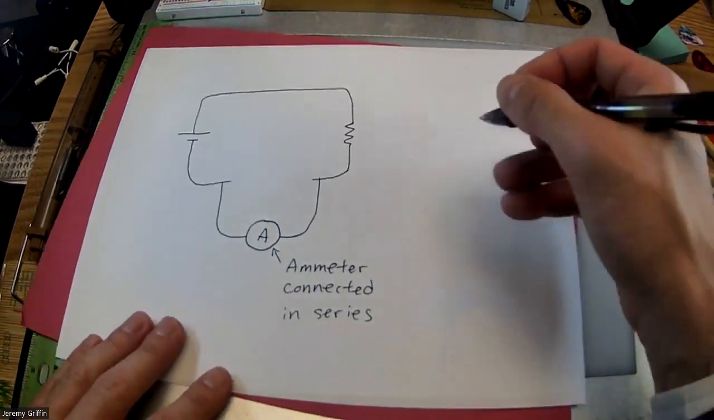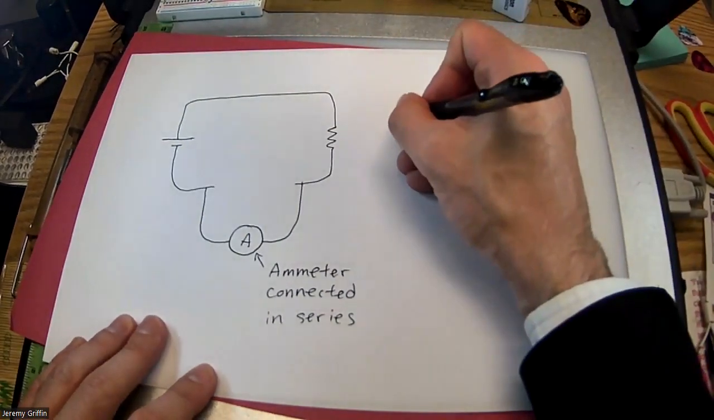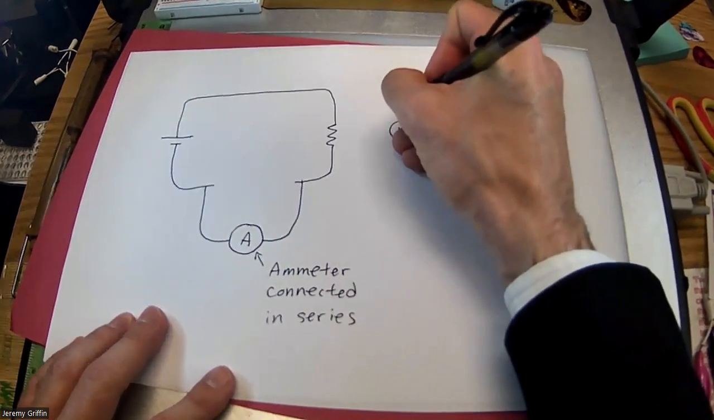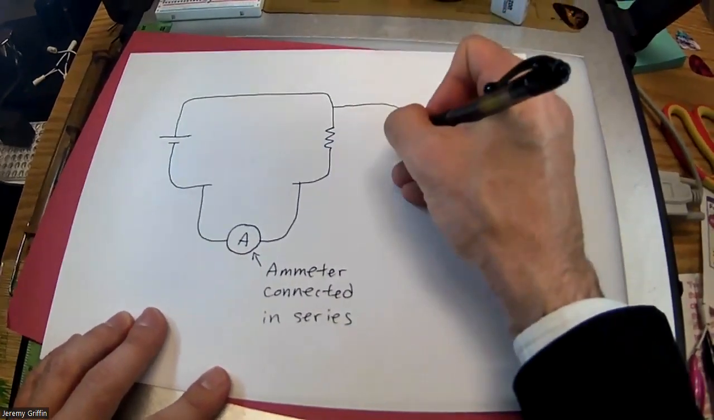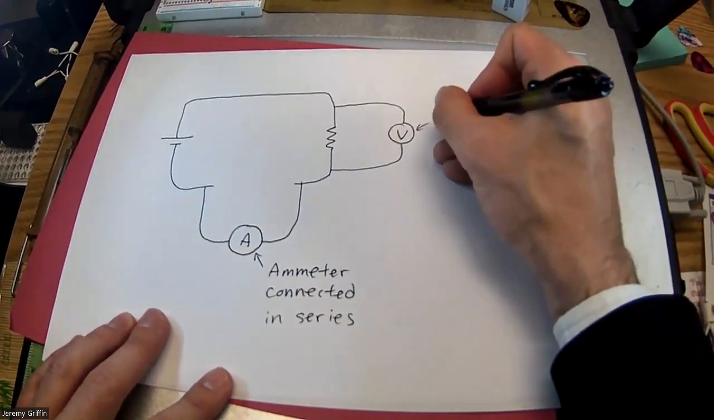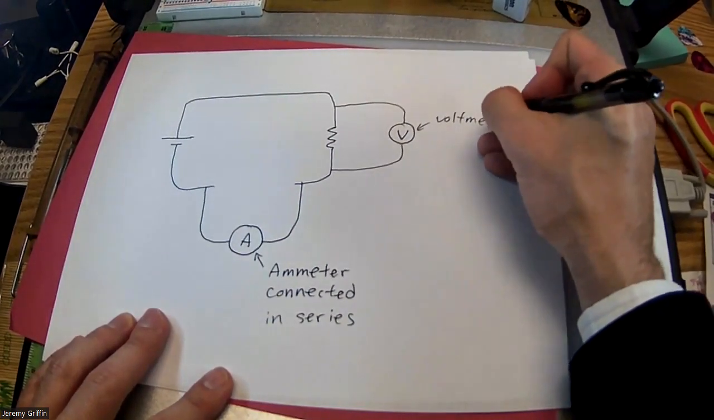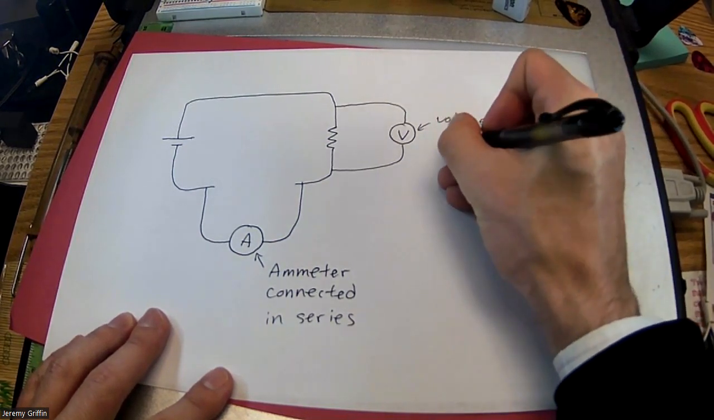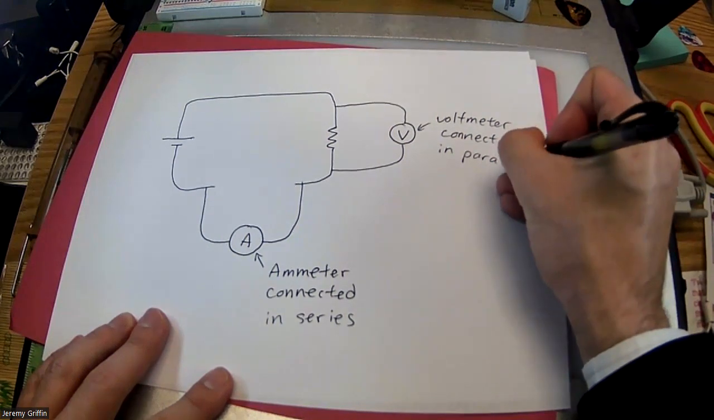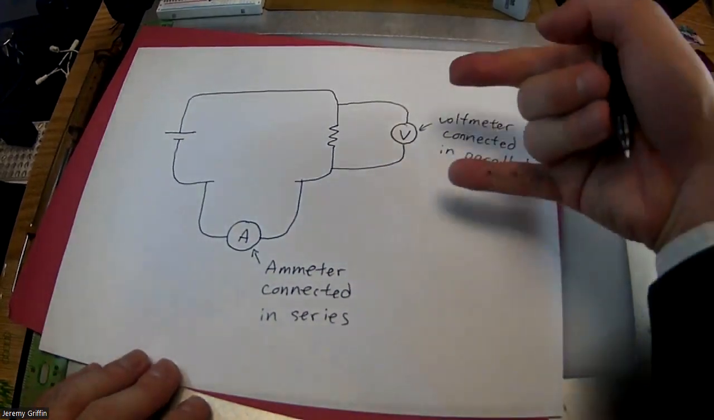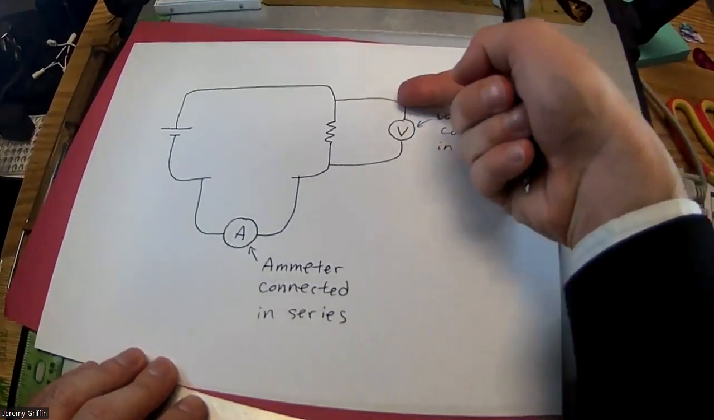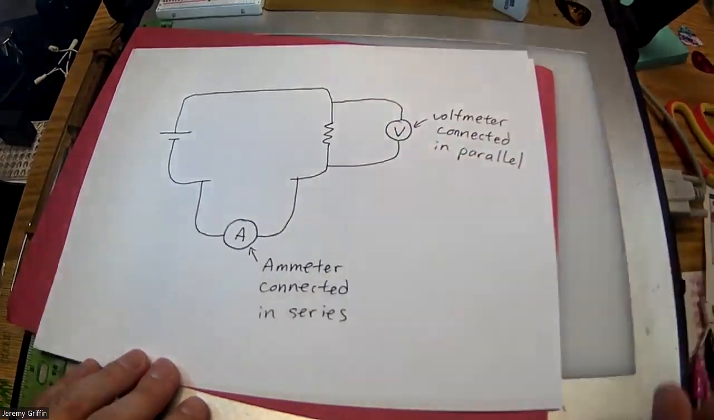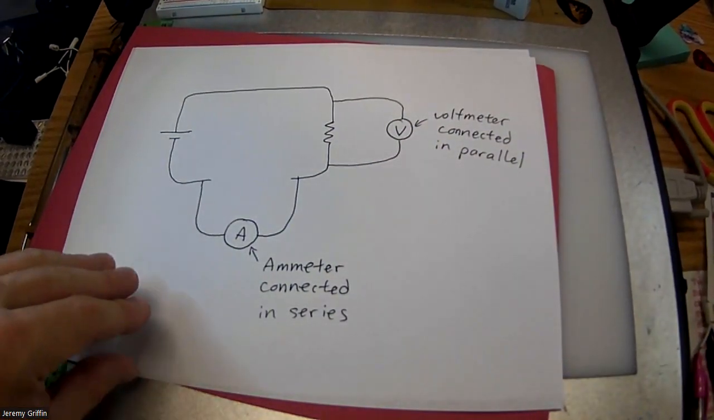But that was not the case when I was measuring voltage or potential difference. Remember, I got like 4.9 volts. Here's how you hook up a voltmeter. Your voltmeter is connected in parallel. It's looking for a potential difference, saying what's the voltage here versus the voltage here, and there's going to be a voltage drop across that resistor. So you hook those up different ways.